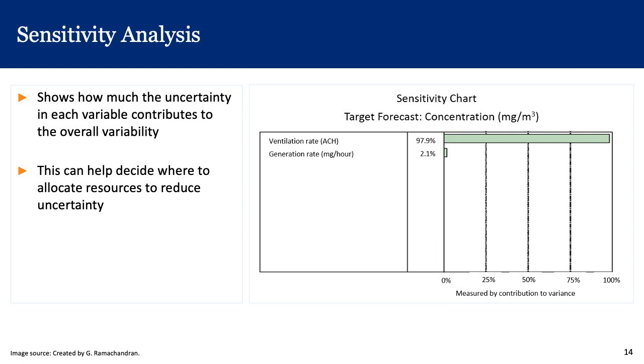So we have two variables, the ventilation rate and generation rate. And what the sensitivity chart is telling us is that 97.9% of the variability in the concentration comes about because of the uncertainty in ventilation rate, and only 2.1% of the uncertainty in concentration results from uncertainty in the generation rate.